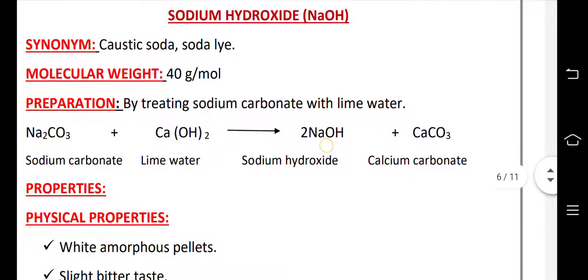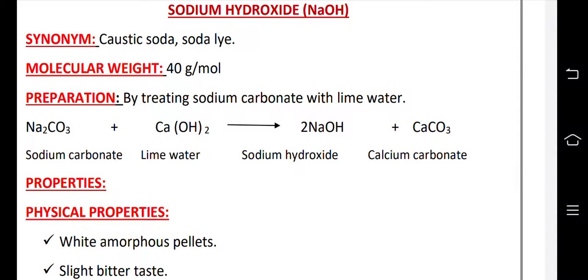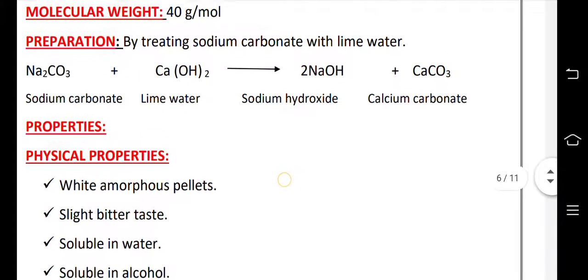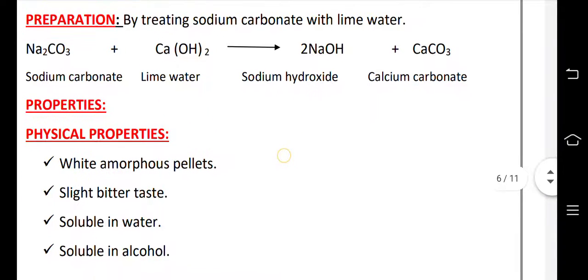Now coming to the next compound, sodium hydroxide. The molecular formula for sodium hydroxide is NaOH, and synonyms for sodium hydroxide are caustic soda and soda lye. The molecular weight of sodium hydroxide is 40 grams per mole. Preparation of sodium hydroxide. It is prepared by treating sodium carbonate with lime water. This is the equation in which sodium carbonate reacts with lime water. It forms sodium hydroxide and calcium carbonate.